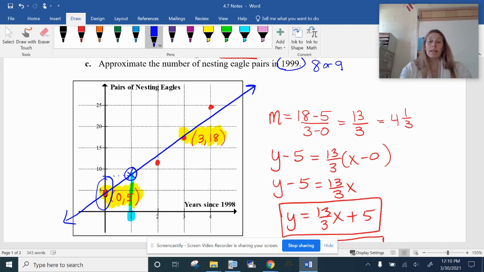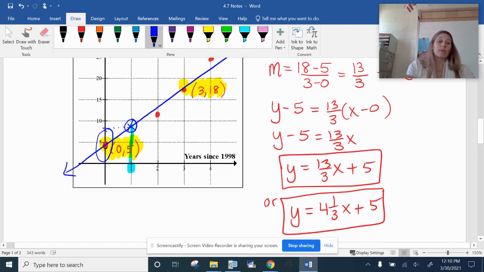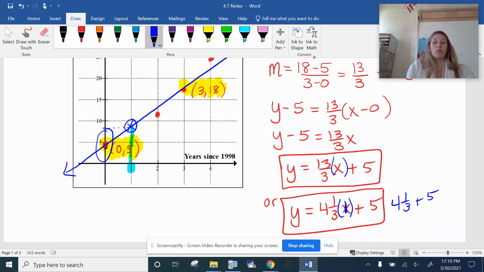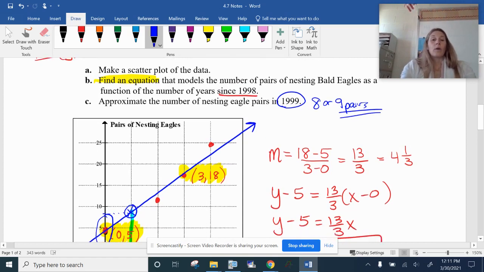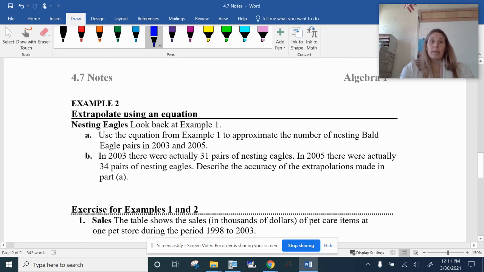Now, if you needed a more exact answer and you couldn't see it on your graph, maybe it was in between and there was a big increment or interval used on your y-axis, then you could simply plug in for the x value. So if I plug in a 1, then I would have 4 1/3 plus 5, which would give me 9 1/3. Now, of course, you can't have 9 1/3 pairs, so you'd have to round that up or down to 9 or 10. So I'm going to say that probably 9 pairs is my best answer based on my line of best fit. So now we're going to extrapolate some data using the same example.